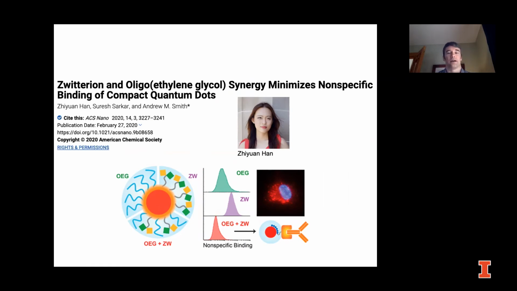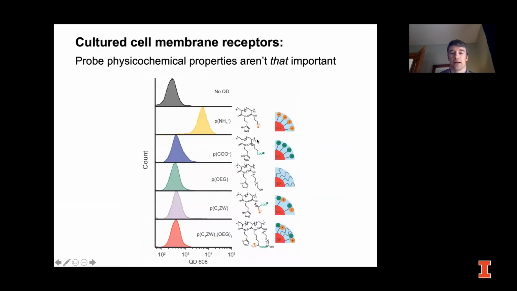This is a project led by Zien Han in our lab. She's a material science and engineering student. She's finishing up her PhD now, probably going to graduate in the late fall semester, early spring. And so she created a whole series of quantum dots that have the same size, same coding, but the coding has different chemistries. And so these chemistries are depicted here on the right.